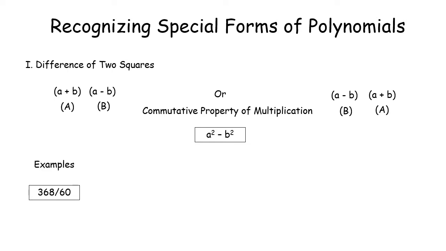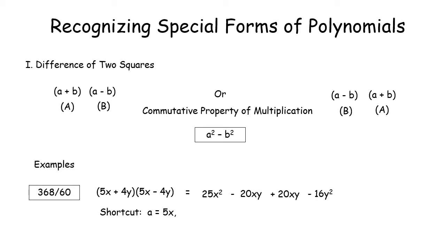Problem 60 on page 368 shows an example where you have 5x plus 4y times 5x minus 4y. If we do FOIL for this problem, multiplying the first terms, we will get 5x times 5x is 25x squared. We'll multiply the outer term, which is 5x times negative 4y, equals negative 20xy. The inner term, 4y times 5x, will give you positive 20xy. And then last is 4y times negative 4y, which is negative 16y squared.